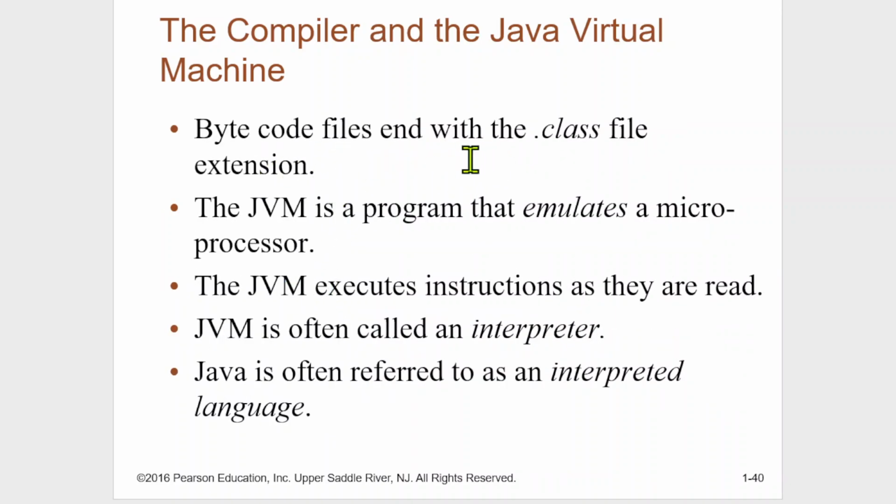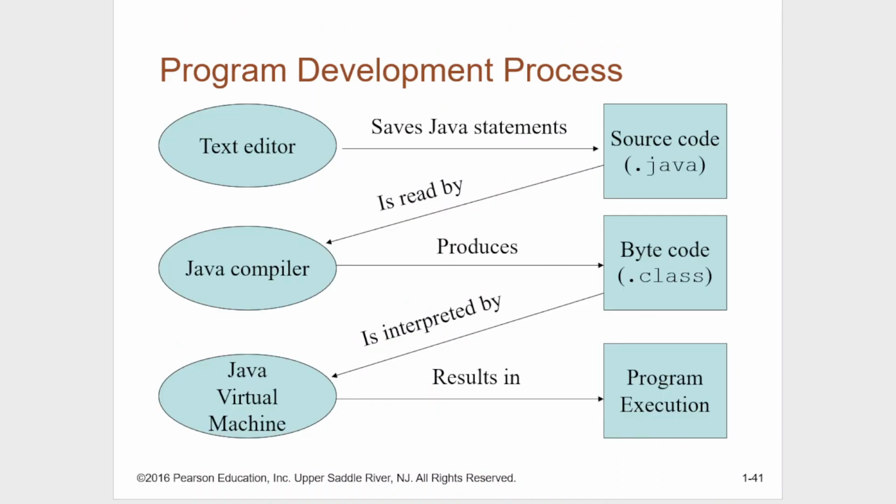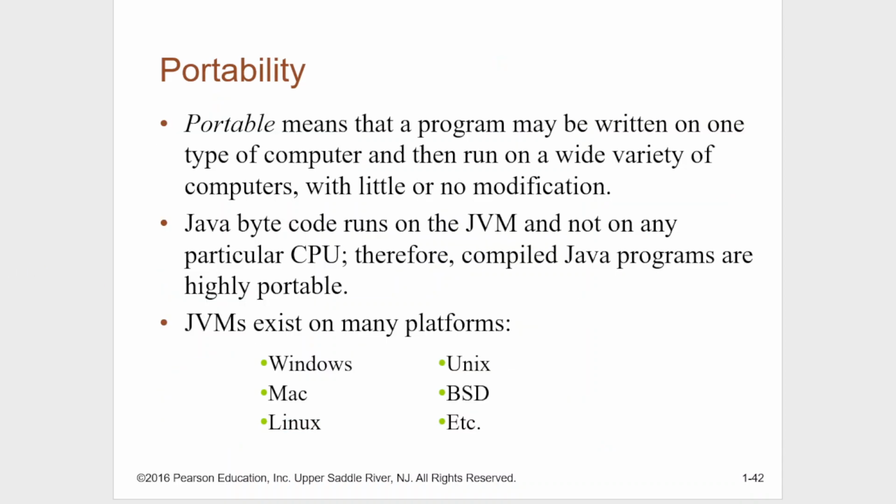Bytecode files end with .class. The JVM is a program that emulates a microprocessor, the Java virtual machine. It executes the instructions as they're read. It's called an interpreter, and Java is often referred to as an interpreted language. So you write your code in a text editor and save it as a Java file. It's read by the compiler, which produces a class file interpreted by the Java virtual machine, and you get the results of program execution. That brings portability.